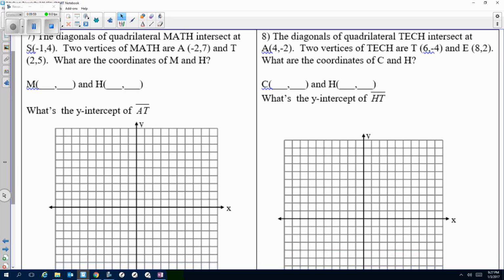Okay, so we have S is the intersection of the diagonals. So now we're doing something a little different. Two vertices of MATH are A, -2, 7, and T, 2, 5. So let's start off with our two vertices. And we're going to start off our intersection. So we have -2, 7. See if you get that graphed right. There's your A. And then our T was 2, 5.